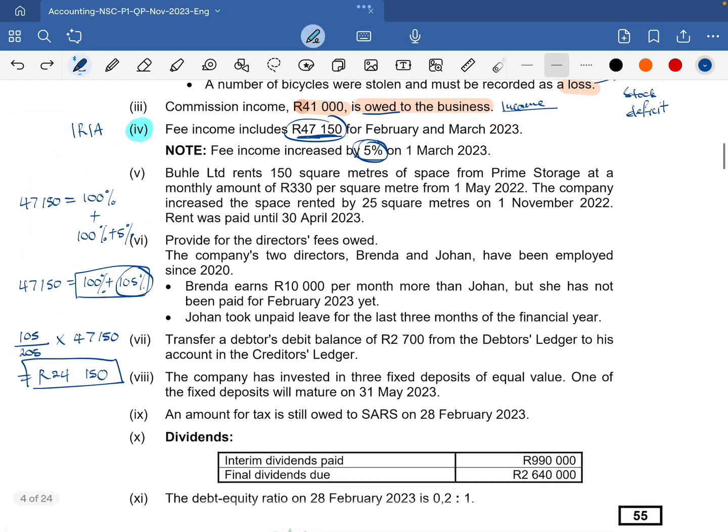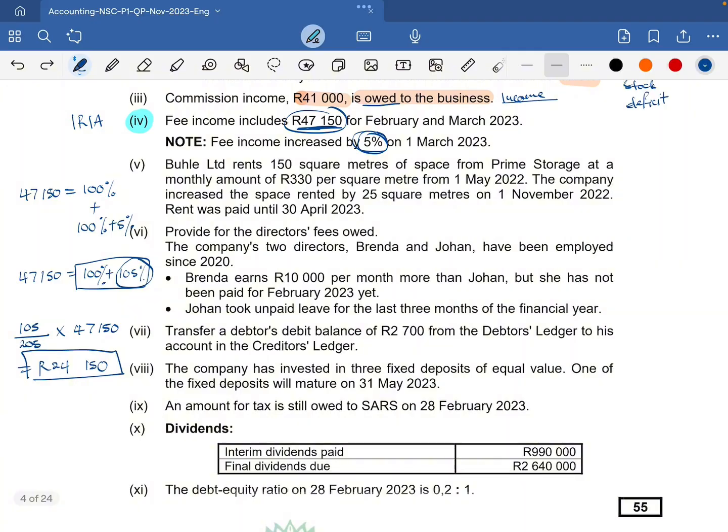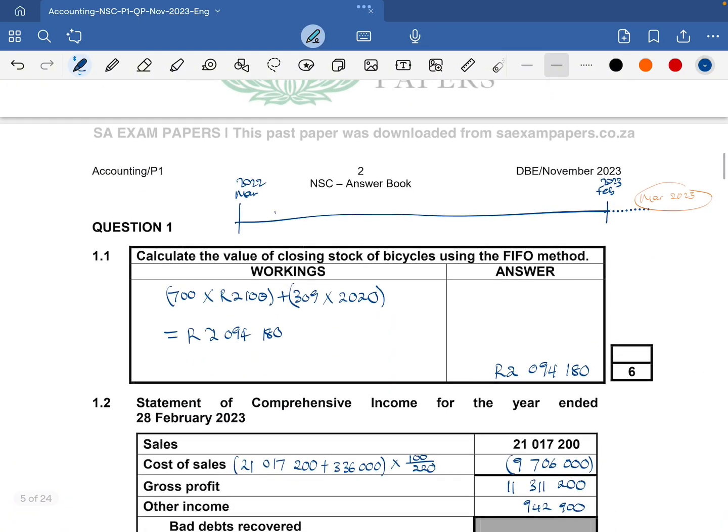Okay, then let's see which expenses we are supposed to deal with in this case. So Roman figure 5 says Bushla Ltd rents 150 square meters of space from Prime Storage at a monthly amount of 330 per square meter, from the 1st of May 2022. Let's go back to our timeline. We know that, okay, let's just quickly fill this in. April, May, June, July, August, September, October, November, December, and Jan. Timelines are very, very important.